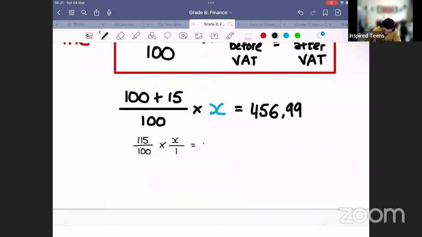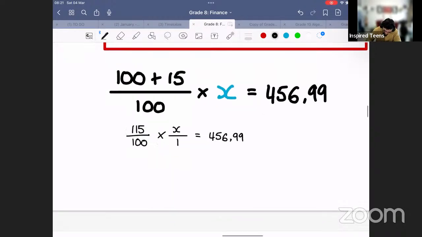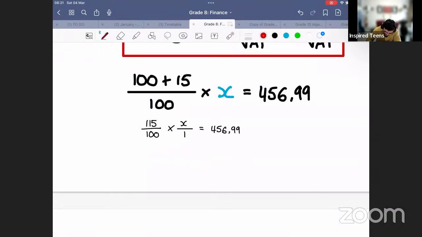And this is equal to 456.99. Now, how do I multiply fractions? In a straight line. So on top, I'm going to have 115 times x, divided by 100 times 1, which is 100. This is equal to 456.99. So this whole time we're just simplifying the left-hand side.